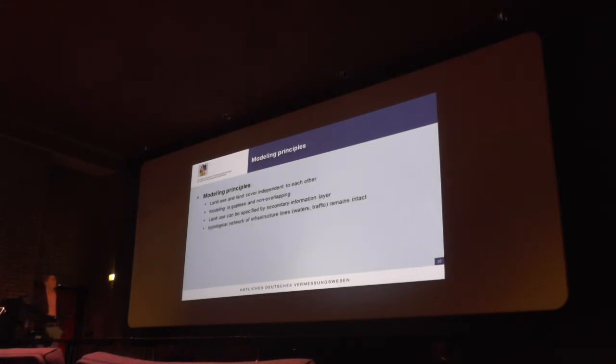Now I will talk about some modeling principles for our new levels of land use and land cover. Land use and land cover are independent of each other. The modeling is gapless and non-overlapping. The land use can be specified secondarily with a secondary information layer. We have examples of this. And we have a topological network for infrastructure lines.